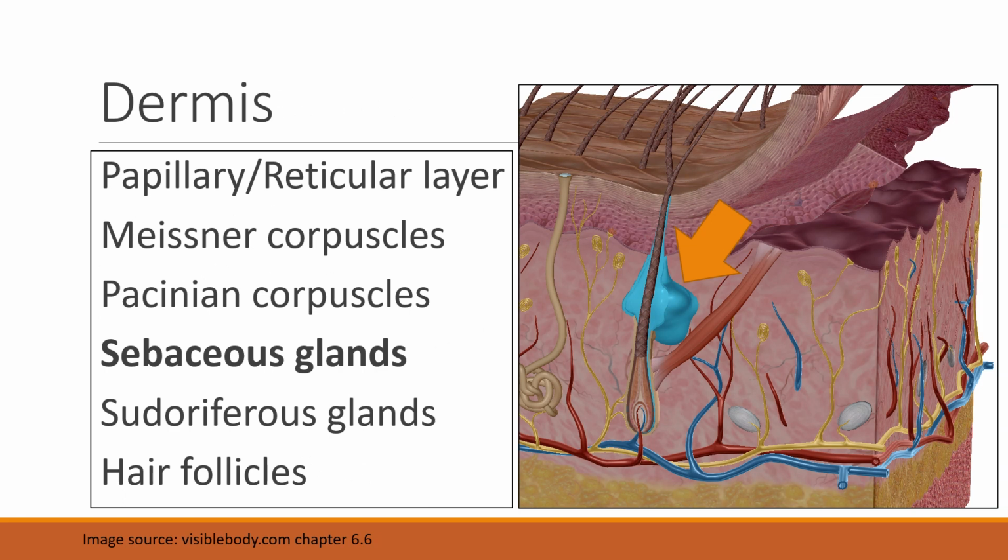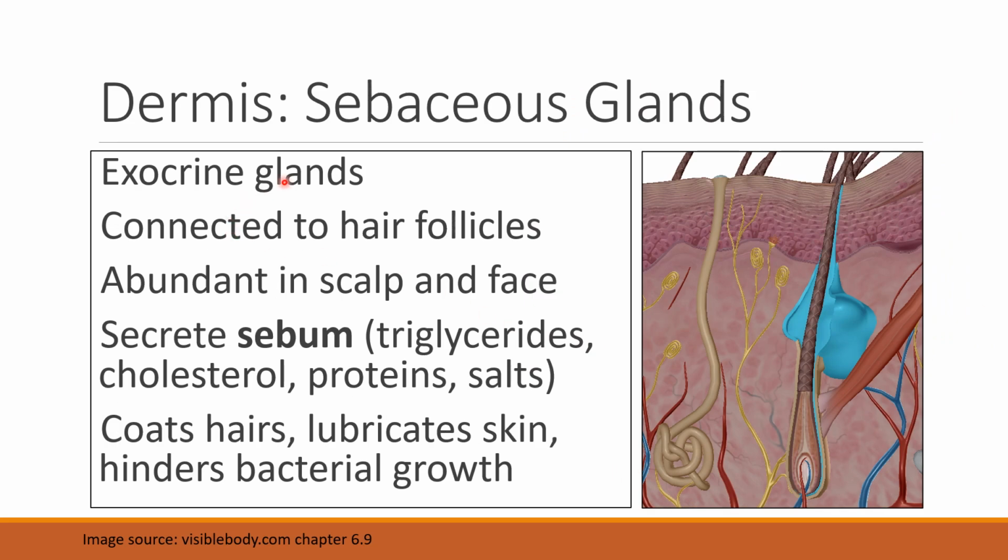sensations for now. Now let's take a look at some glands that you might see in the dermis here, right? So we have sebaceous glands and sudoriferous glands. And you can kind of see here the sebaceous gland is highlighted in blue through Visible Body and pointing to this arrow. So we're talking about this structure right here on this hair. So what are sebaceous glands? Well, first they're exocrine glands.